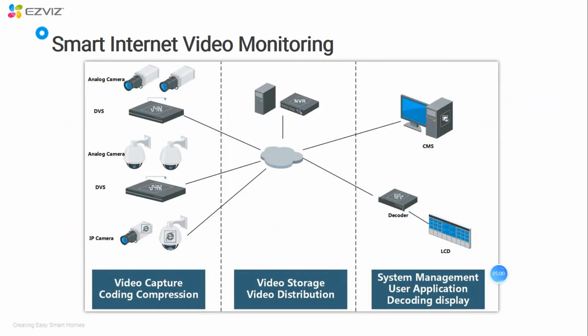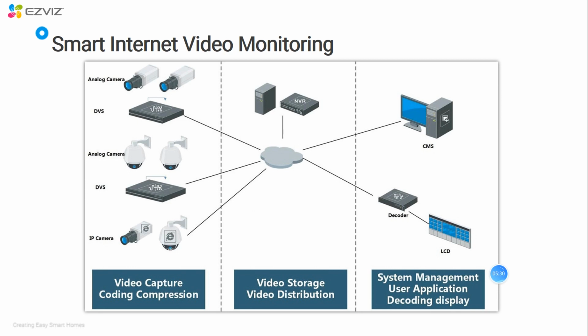This is the technology diagram of the monitoring system, which is divided into three parts. The first one is video capture and encoding compression. The second part is video storage and video distribution. And the third part is system management, user application, and decoding display.